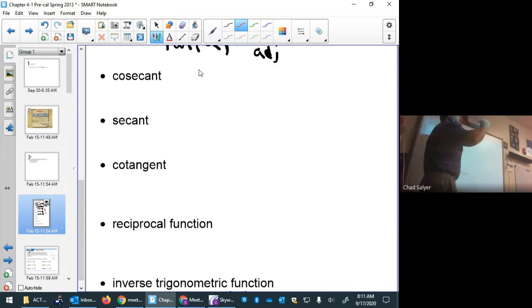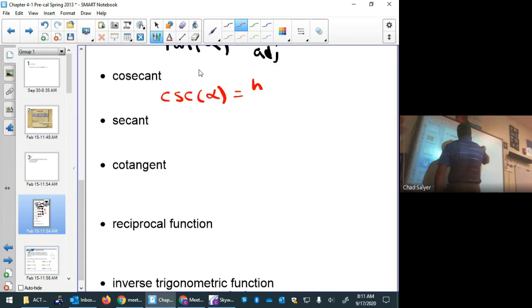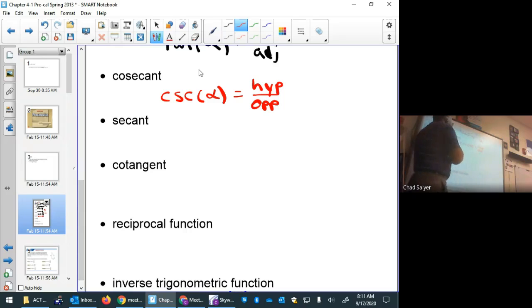Okay, so cosecant. You would think cosecant would be the reciprocal of cosine, wouldn't you? Wrong. It's the reciprocal of sine. And it's abbreviated CSC. Always has an angle for an argument. And you remember the sine was the opposite over the hypotenuse, so the cosecant is the hypotenuse over the opposite. Secant. You think the secant would be the inverse of the sine, right? Wrong. Inverse of the cosine.